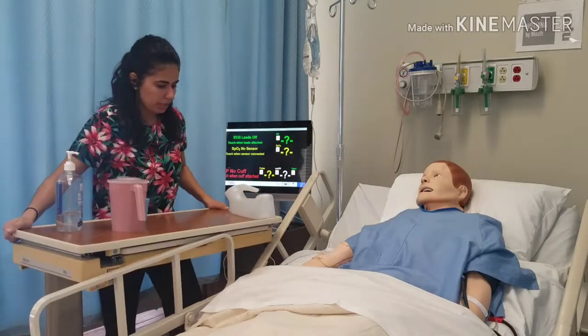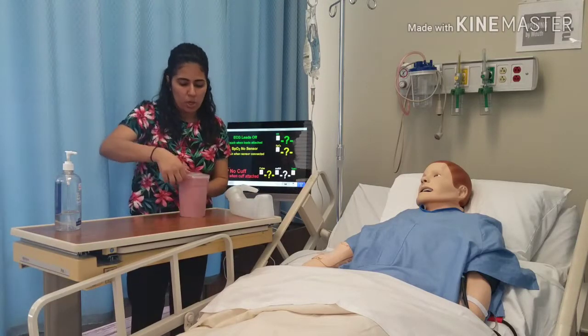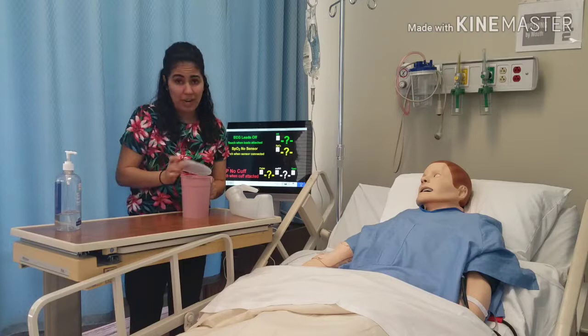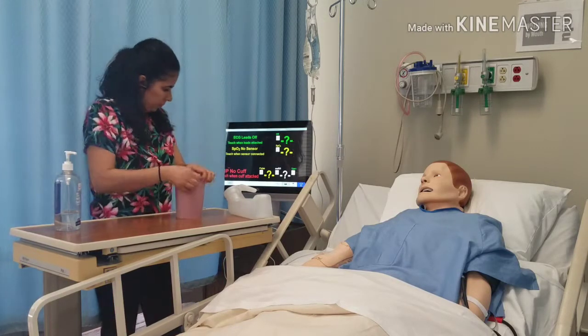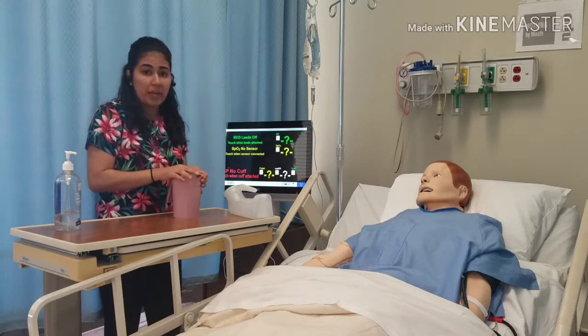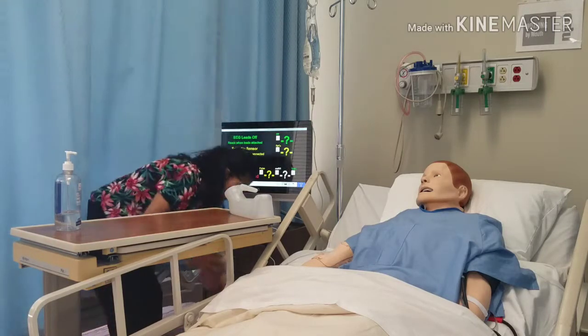The other thing is I want to have everything available to him. Right now, he's actually NPO, so I wouldn't have this because he's definitely at risk for aspirating. So I'm going to put this away. If he was able to eat or drink, then obviously I want to have this available to him. So I'm going to put this away for now.